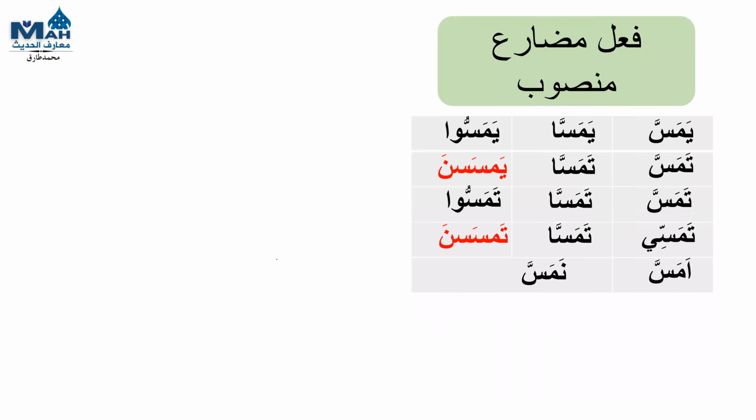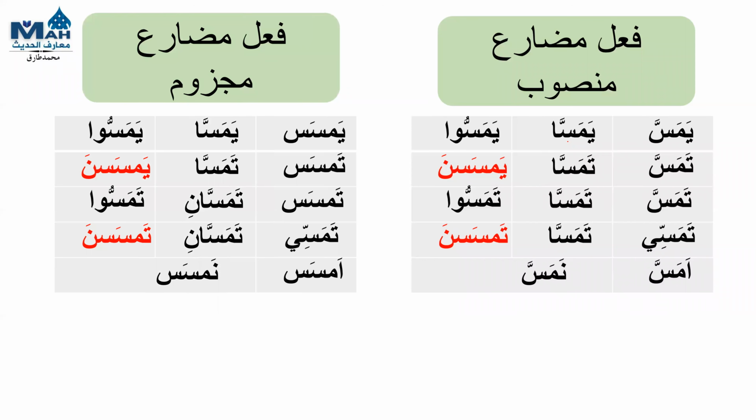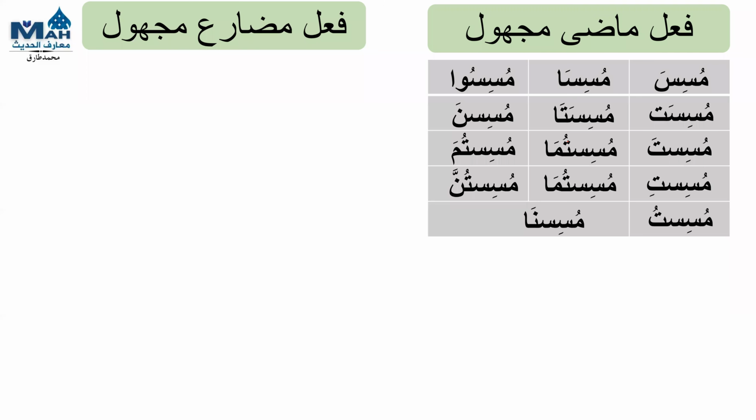Okay, mashallah. Now fail mudare mansoob. How will it become mansoob? Very simple, you know already. Yamassa, yamassa, yamassu. Just you will put fatha. Fail mazi majhul: musisa, musisa, musisu, musisat, musisata, musisna.